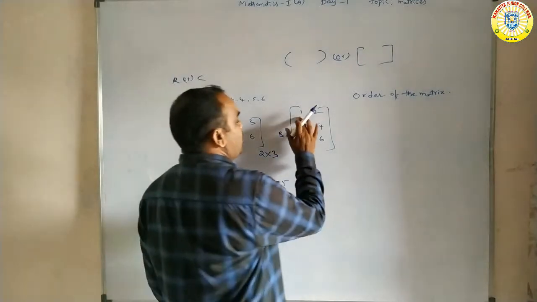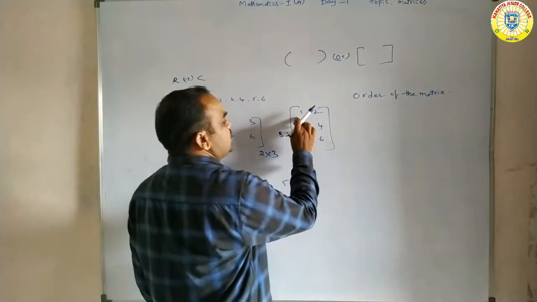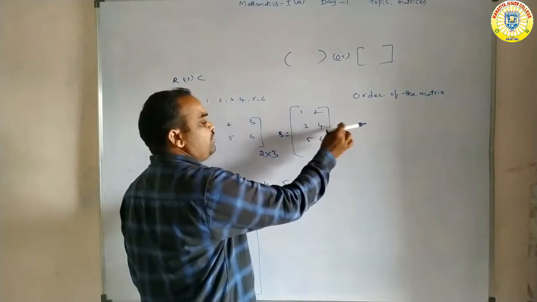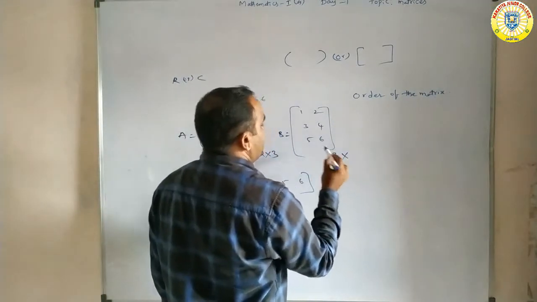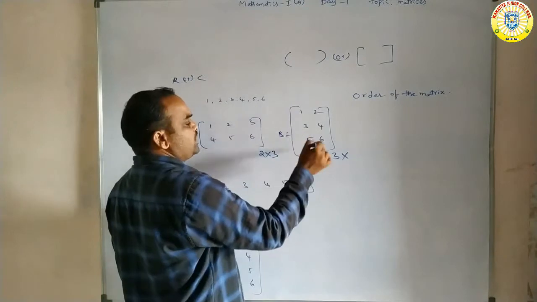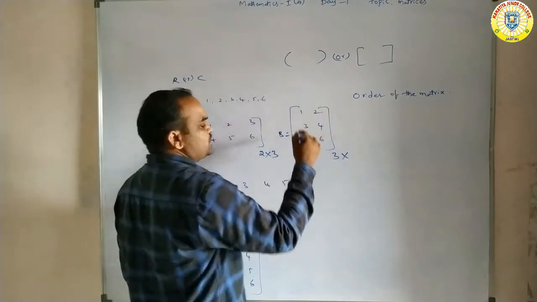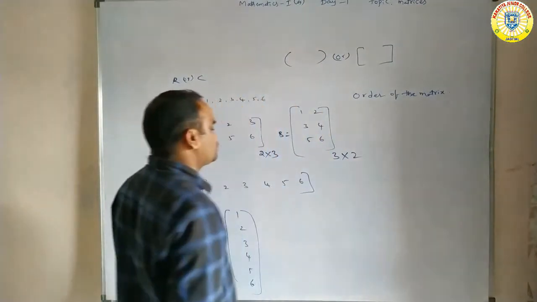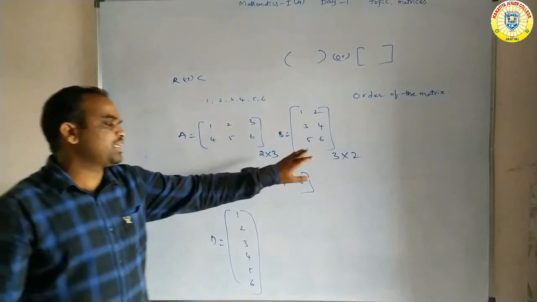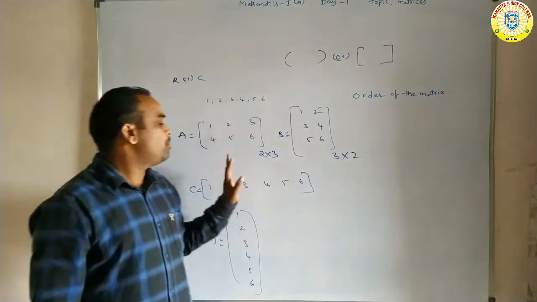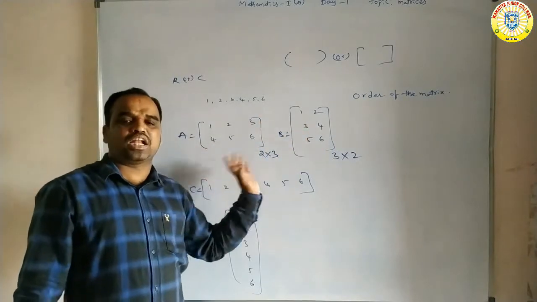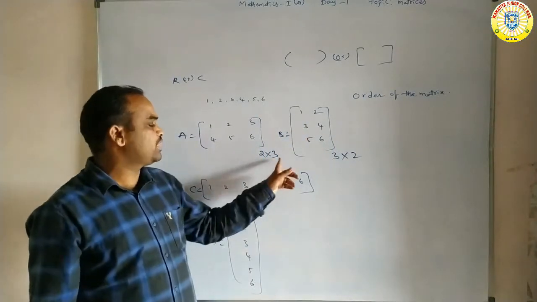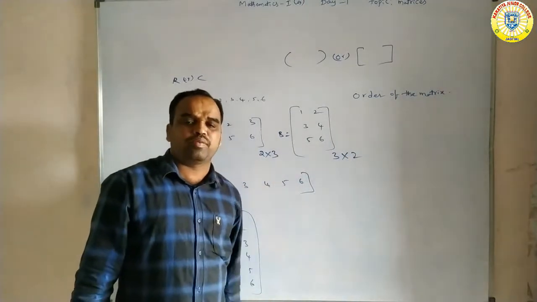Here, what is the order of B? How many rows are there? 3 rows. 1, 2 is one row, 3, 4 is another row, 5, 6 is the third row. 3 rows are there. How many columns are there? 1, 3, 5 is a column. 2, 4, 6 is also a column. That's why 3 cross 2. This is the 2 cross 3 matrix. This is the 3 cross 2 matrix. The elements are equal, but both matrices are not equal. This is the 2 by 3 matrix. This is the 3 by 2 matrix.